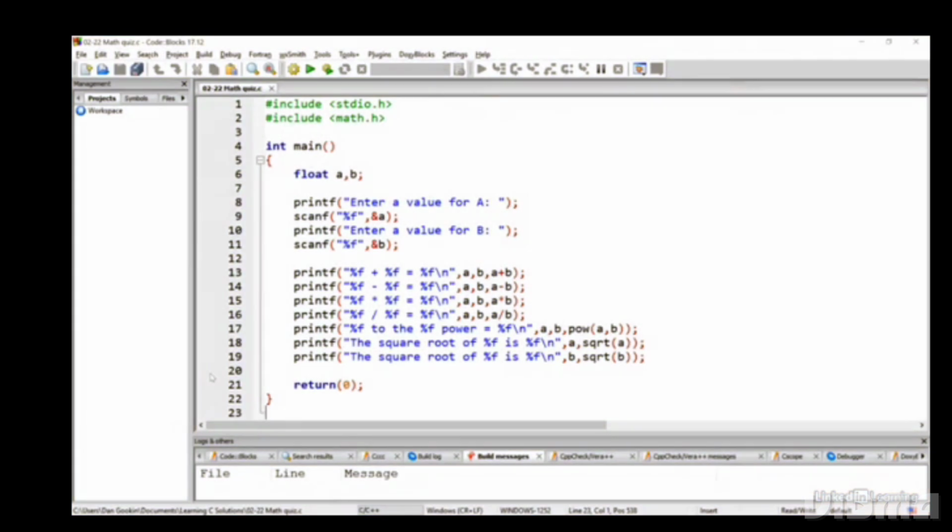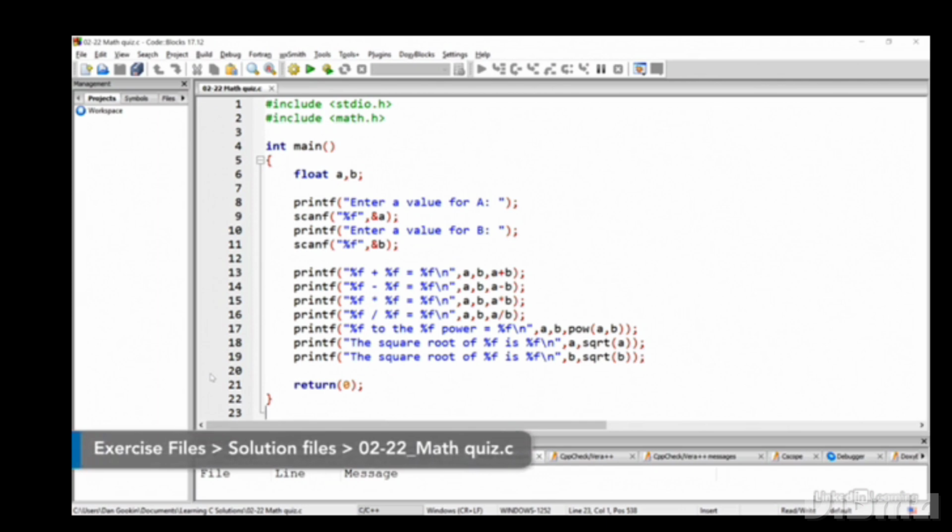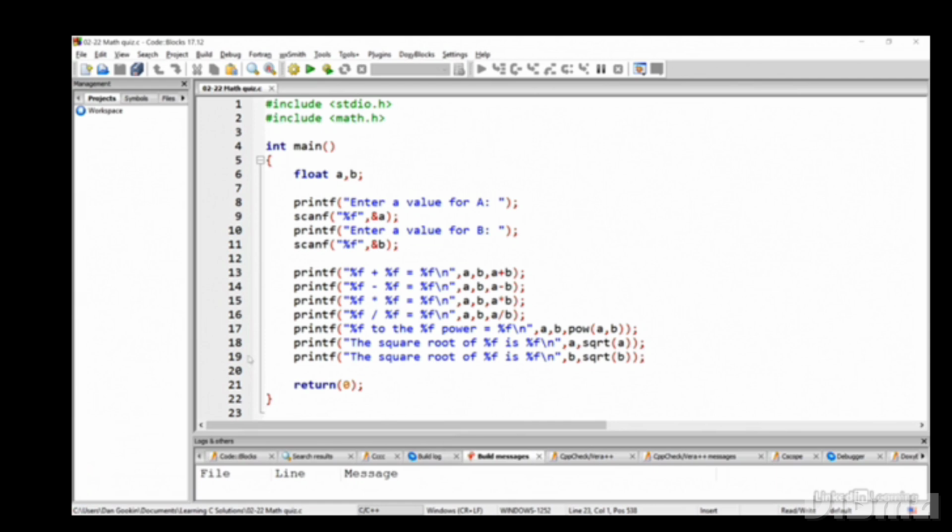I hope you enjoyed this exercise, as it requires you to write quite a few lines of code as shown here in my solution. Your solution need not look exactly like this. Lines 8 through 11 are prompting for input. First value A, and then value B, and the two floating point variables are defined here. Floating points are necessary because of the division that's required as part of the solution.